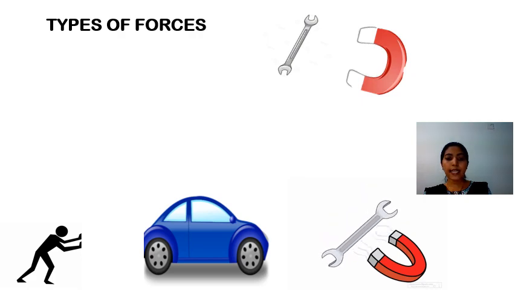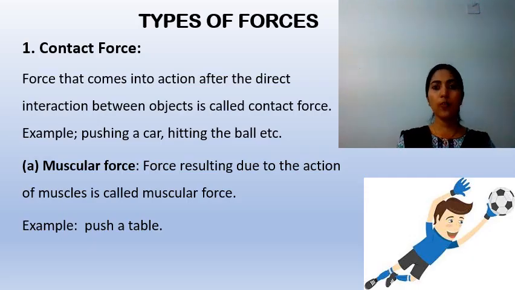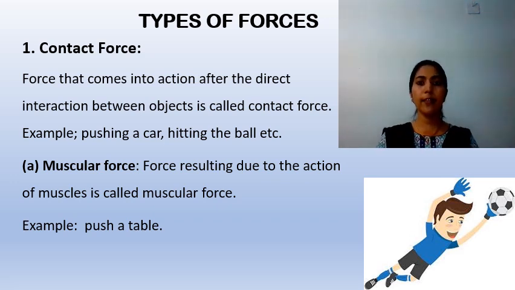In the first case, there is direct contact between the two objects. In the second case, there is no direct contact between the two objects. But we can say that there is interaction between the two objects. We know that there should be interaction between two objects to exert force. So in the first one, we can say that contact force has been applied. In the second case, non-contact force has been applied. We have seen that there are two types of forces, contact forces and non-contact forces.